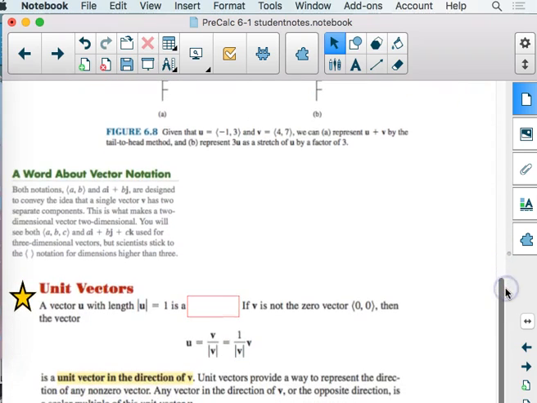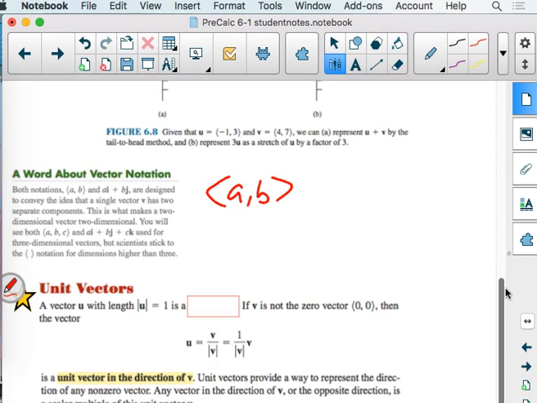So down here, a word about vector notation. There are several different ways to write vector notation. And this component form is by far the easiest. So we want to be able to do that. So both notations, AB and AI plus BJ, are used for vector notation. The easiest one to work with is always component form.